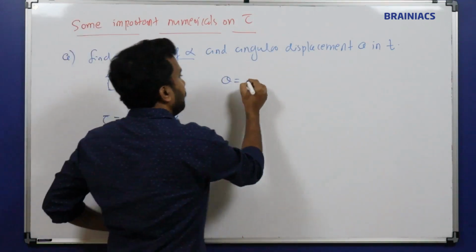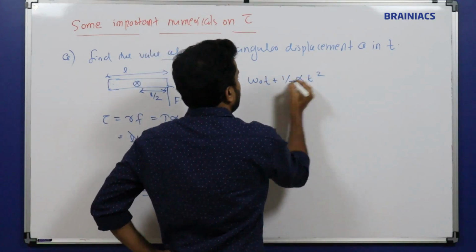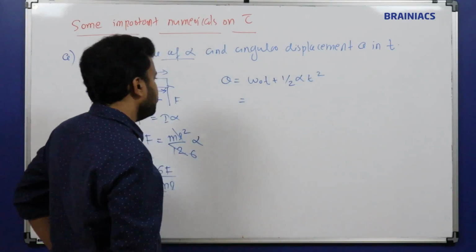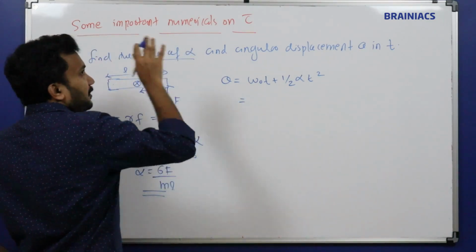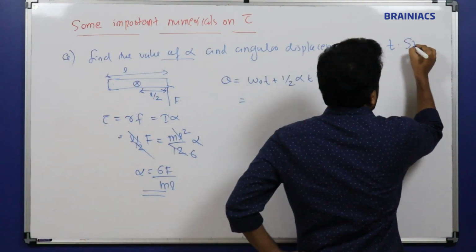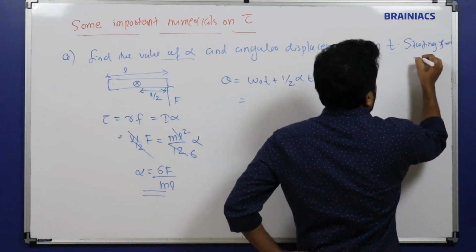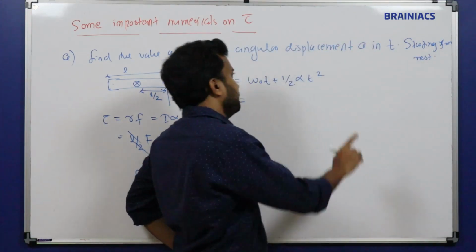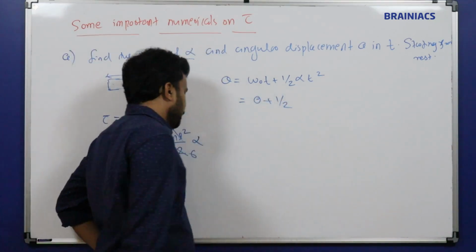So we want to find out theta. Theta equal to omega 0 t plus half alpha t square, starting from rest. So this will be 0. When you are looking, it is starting from rest. This I have not added to the question. You can add starting from rest. That is missed in the question, sorry for that. So this is 0 plus 1 by 2 into alpha.